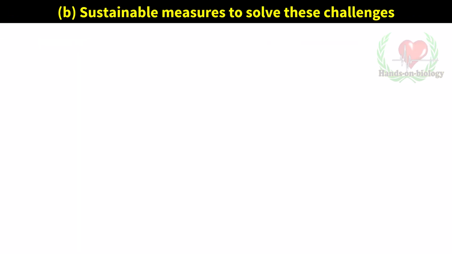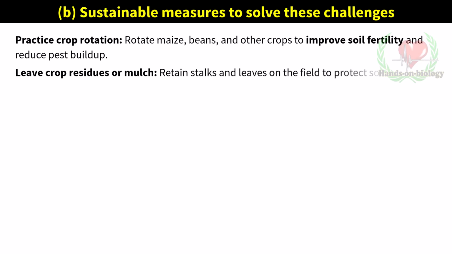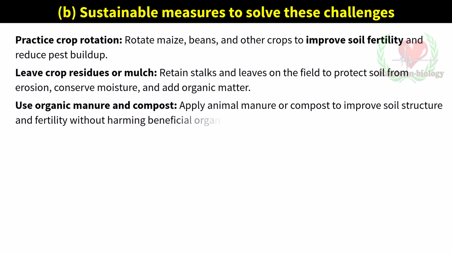Sustainable measures to solve these challenges. Practice crop rotation. Rotate maize, beans, and other crops to improve soil fertility and reduce pest buildup. Leave crop residues or mulch. Retain stalks and leaves on the field to protect soil from erosion, conserve moisture, and add organic matter. Use organic manure and compost. Apply animal manure or compost to improve soil structure and fertility without harming beneficial organisms.